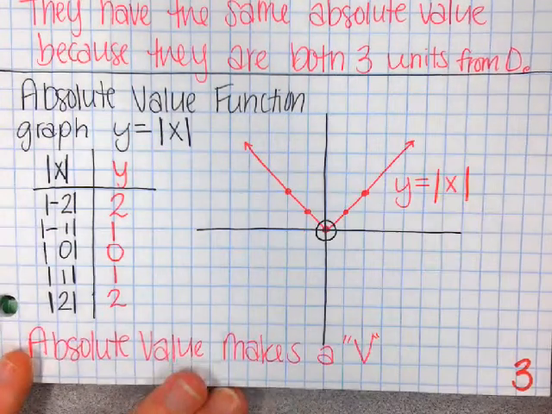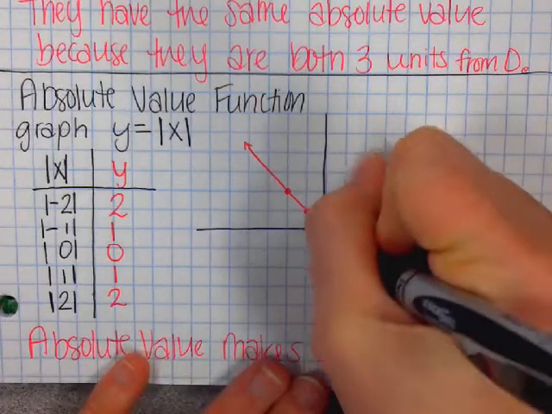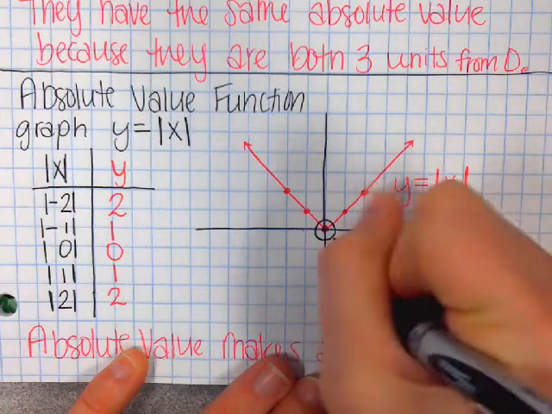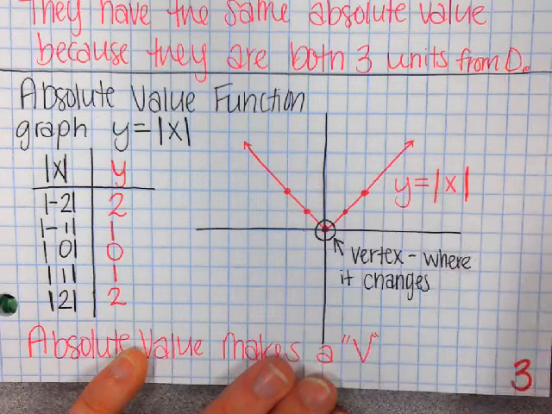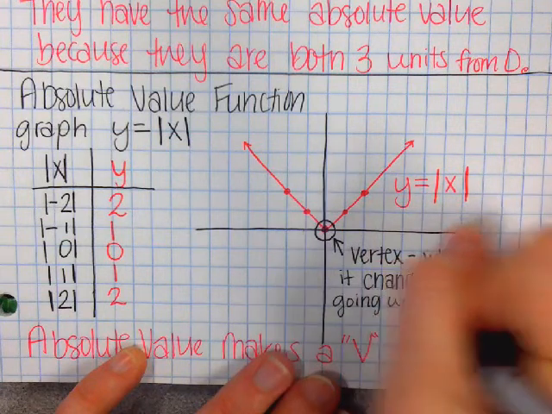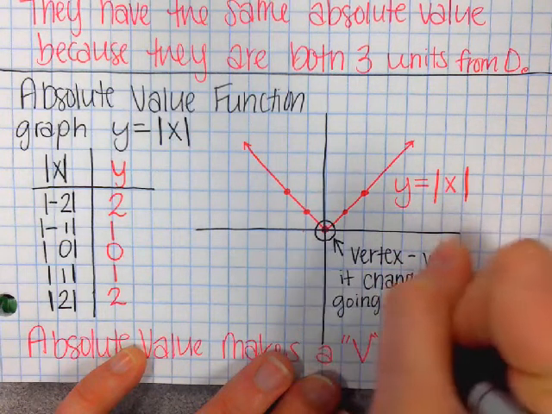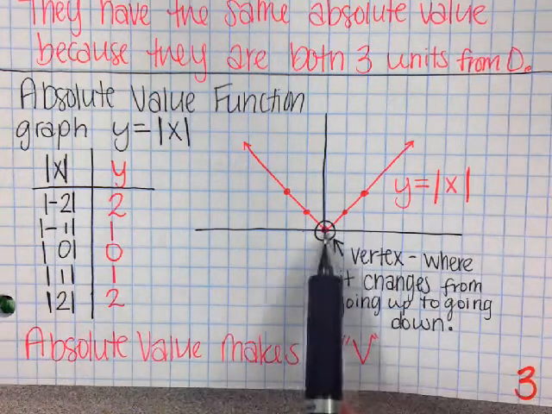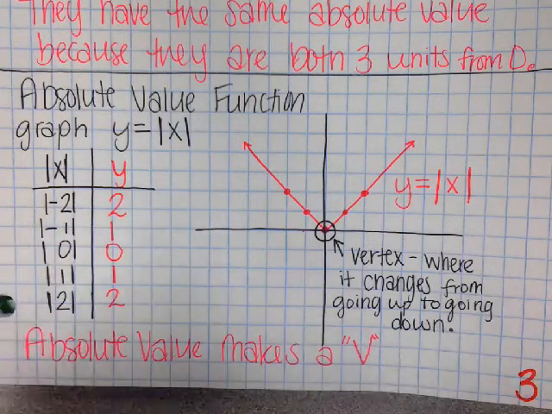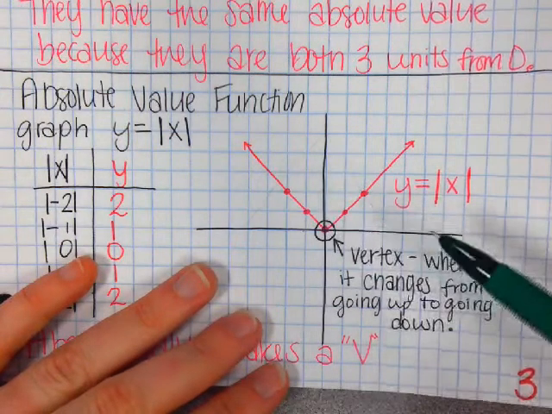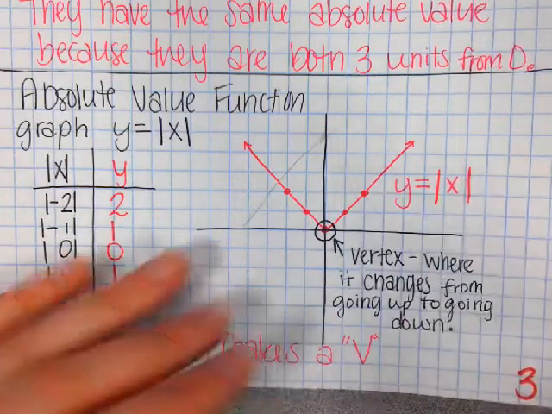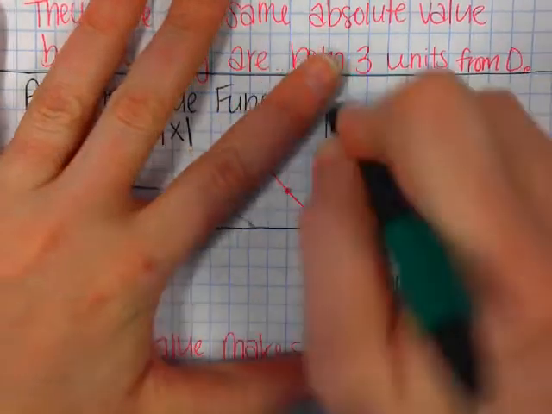This point right here, because this is an introduction, anytime I use this word, this is called the vertex. That's where it changes from going down to going up. So that point right there is the vertex, the bottom of the V. On occasion, since this is an introduction, they can flip this way, and it again is just the same thing. The vertex would be right here. It's where it stops going up and starts going down, or vice versa.